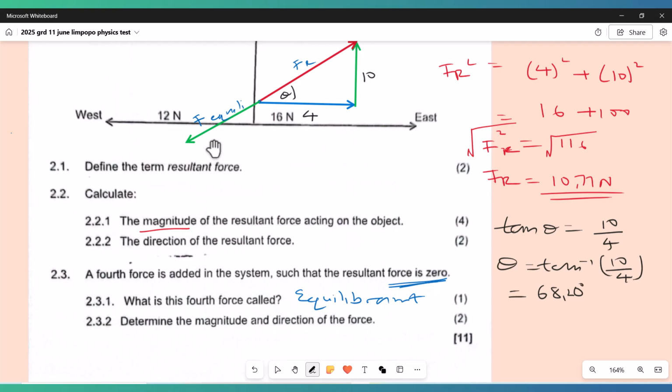They say determine the magnitude and direction of the force. So the F equivalent, F EQ, is going to be 10.77 newtons, but in the opposite direction, because they want direction and magnitude. The magnitude is the same, but it must be in the opposite direction. Let's continue here. Hope we are together. And then the next question here.